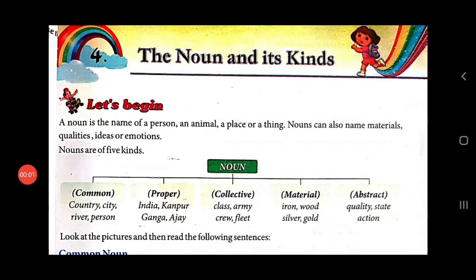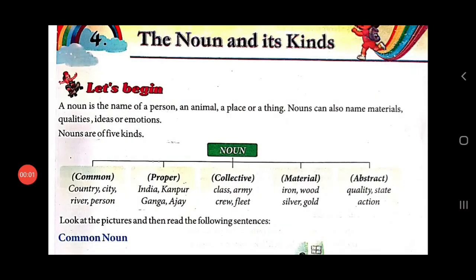Children, first of all we need to know what is a noun. A noun is the name of a person, an animal, a place, or a thing. Not only this, nouns can also be names of materials, qualities, ideas or emotions. Now it will be clear in your mind when we go through its kinds and examples.